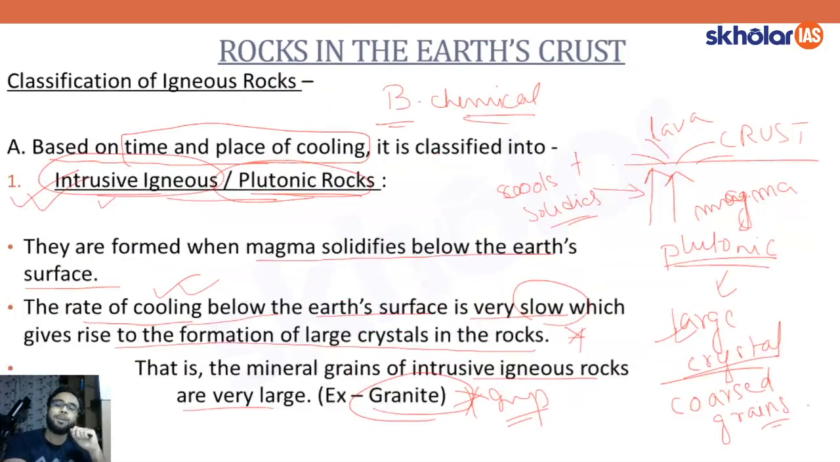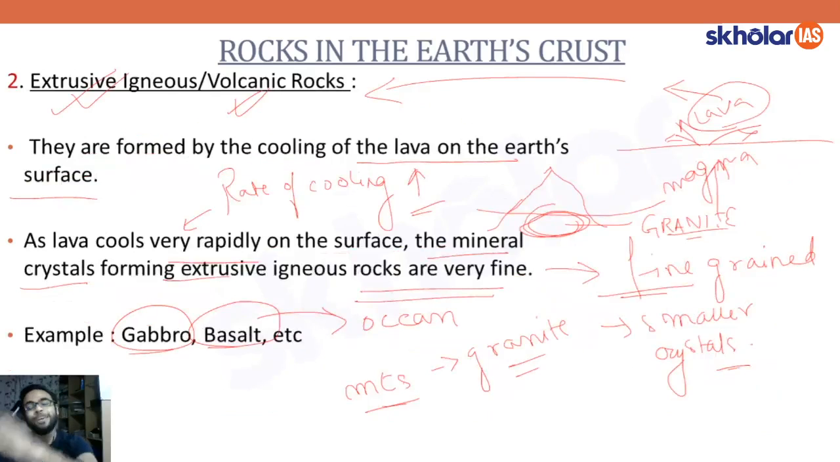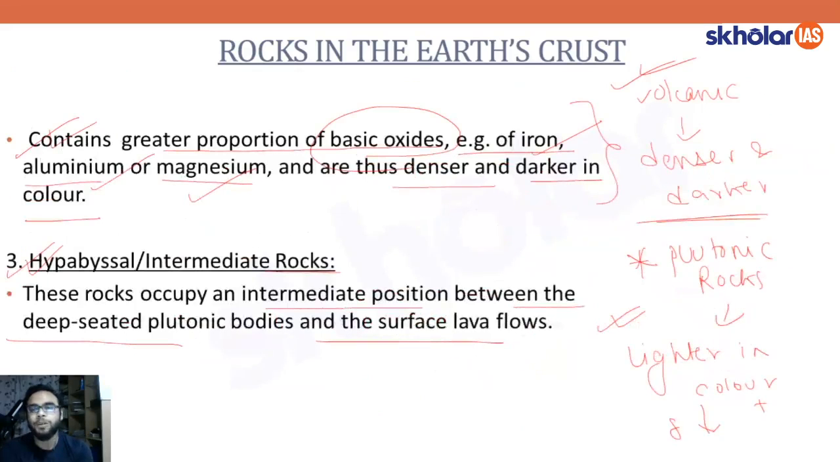So classification on the basis of time and place: the first one is your intrusive rock or plutonic, because in this case what is happening? In this case magma is cooling below the Earth's crust, and in this area the cooling rate is very slow, right? As a result of this we get structures which are coarse grained. Example is granite. And on the contrary, when the magma becomes lava, once it erupts onto the Earth's surface, the cooling rate will become very fast, right? So as a result of this, what will we get? We'll get structures which are very fine grained in nature. Examples are basalt and gabbro.